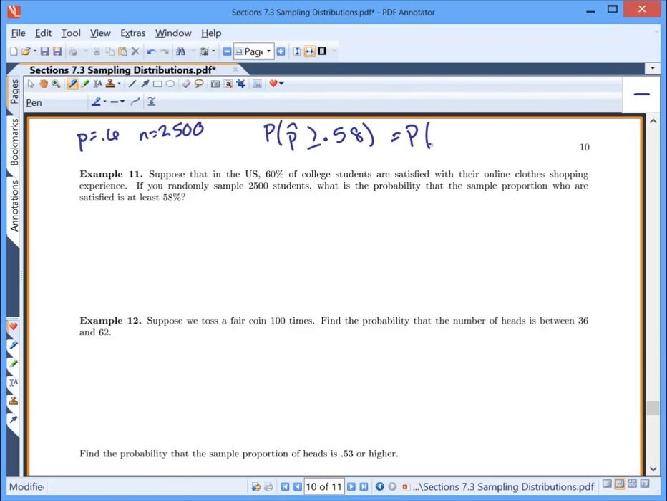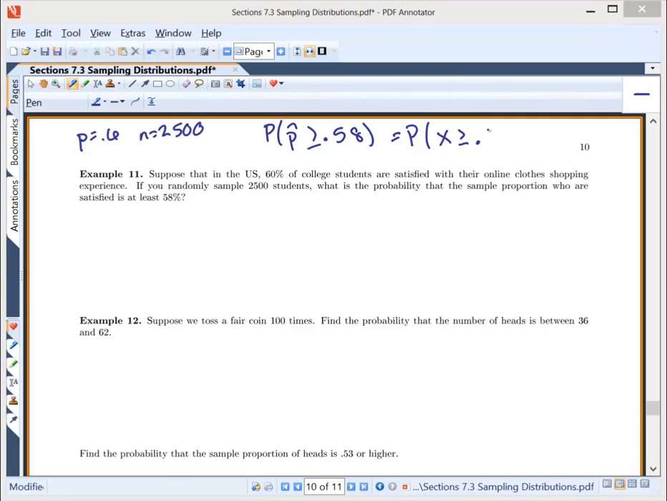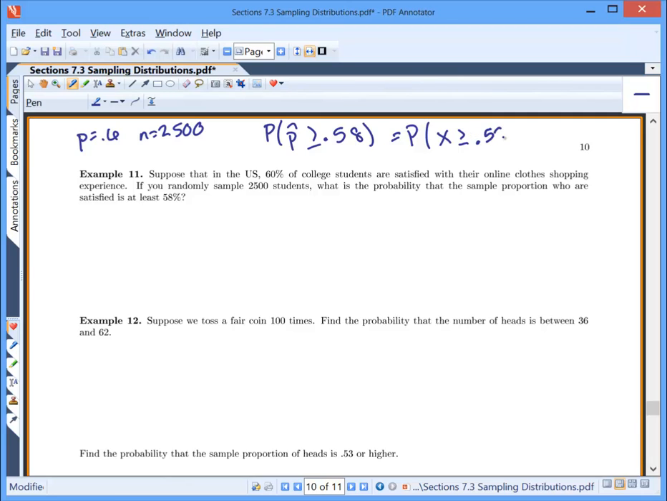But we need to switch back to x's, or our count, so we can use the continuity correction. Well, to figure out how many successes you need, or the counts, for 58% of 2,500 students, you can just multiply. So 0.58 times 2,500. So really we're looking for the probability that x is greater than or equal to 1450.